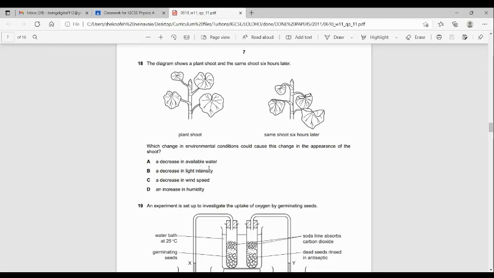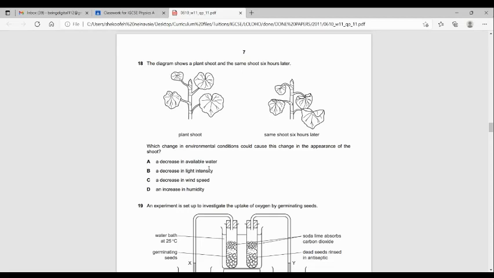One of the answers is this. The other one: if the water is decreased, of course, when there is less water available, the plant cells become wilted because they lose water. They have less water available. So the plant shrinks, it becomes flaccid. So this is correct, but I just want to move on to the other options too, to see why they are wrong.